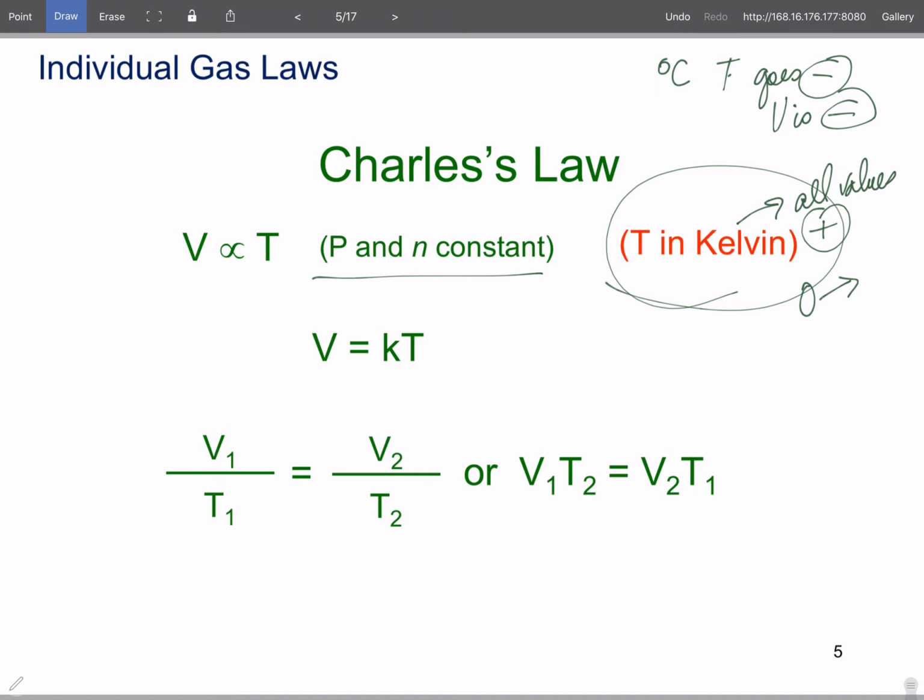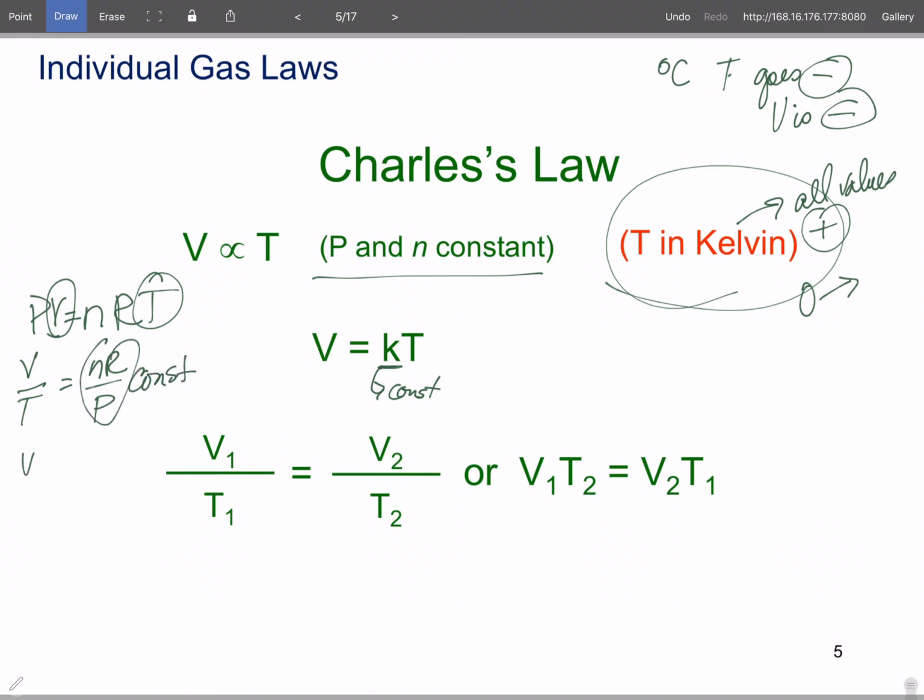So if you look at it, volume is equal to some constant K, like we saw before, times T. So V1 over T1 is equal to V2 over T2. Okay, these drive me insane. So I'm going back to my PV equals nRT, which is my ideal gas law, which we'll get to. And you circle what is changing, so you put them all on the same side. So that means nR over P becomes your constant. So V1 over T1 is equal to V2 over T2.